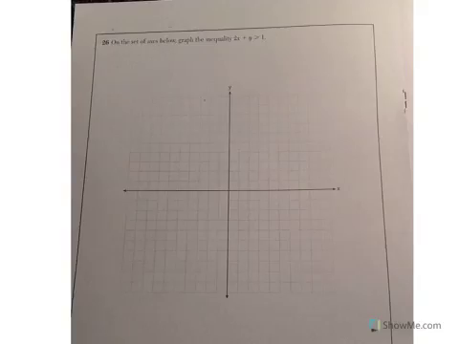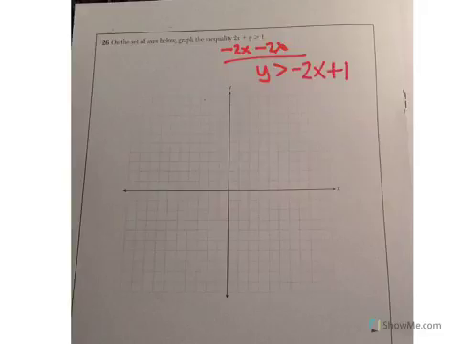Number 26. On the set of axes below, graph the inequality 2x plus y is greater than 1. In order to graph this, I need to set y alone, so I'm going to subtract 2x from both sides, and I'll end up with y is greater than negative 2x plus 1. So my b value, my y-intercept is 1, my slope is negative 2, and if you want to put it as a fraction, it's negative 2 over 1.